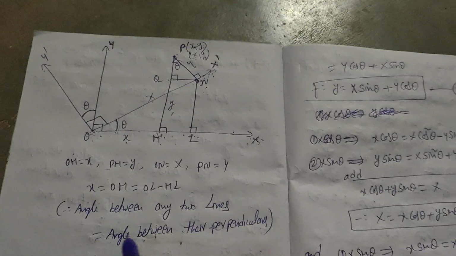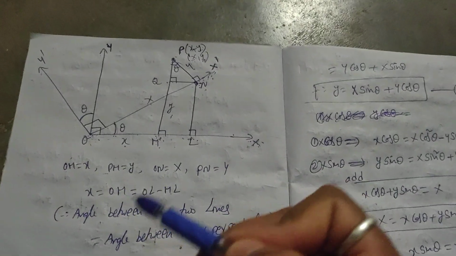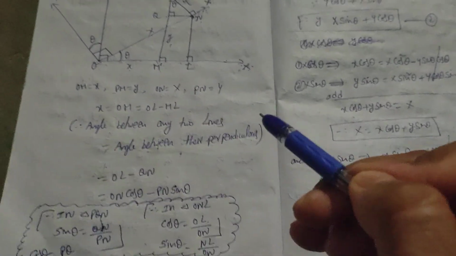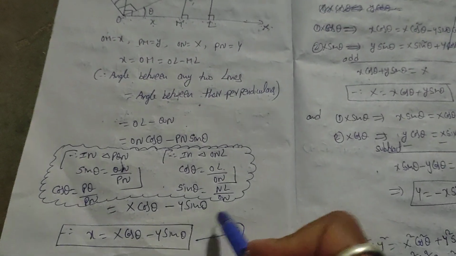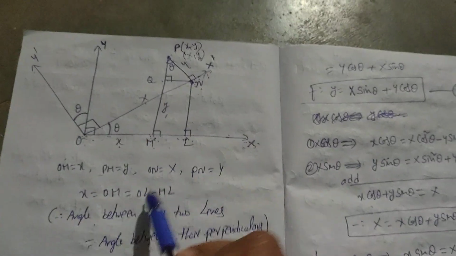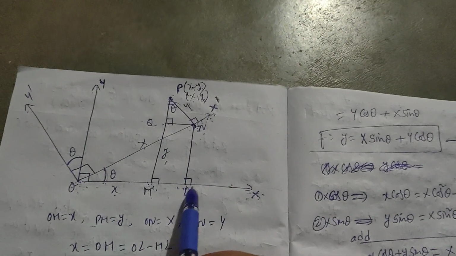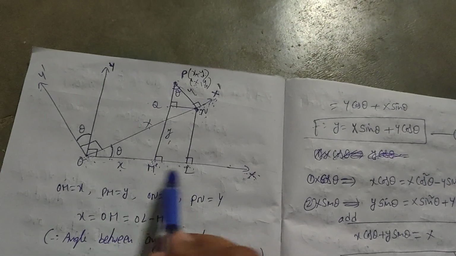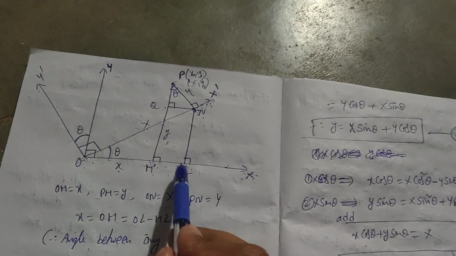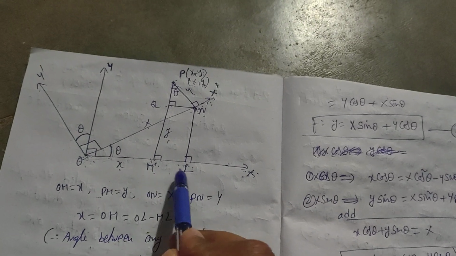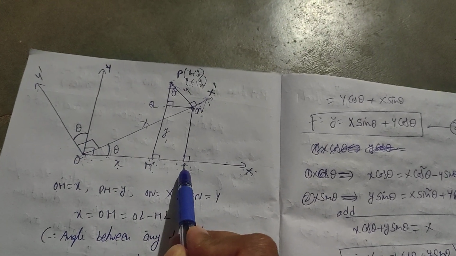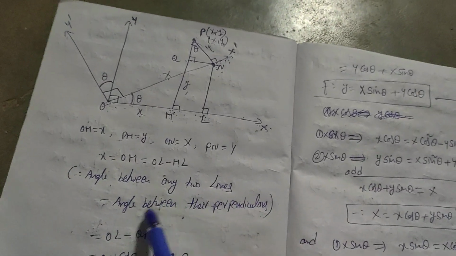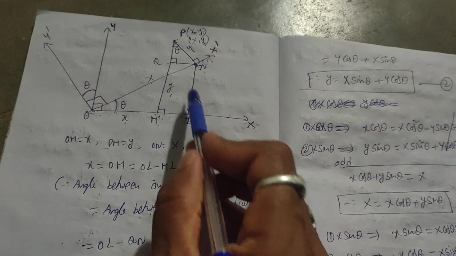Now I am going to prove the formula. What is the formula? x is equal to X cos theta minus Y sin theta. This is the formula. So now actually what is x here? x is nothing but OM. Okay, OM is nothing but, you have to use this one, OM is nothing but OL minus ML. So OL minus ML is nothing but OL minus QN.